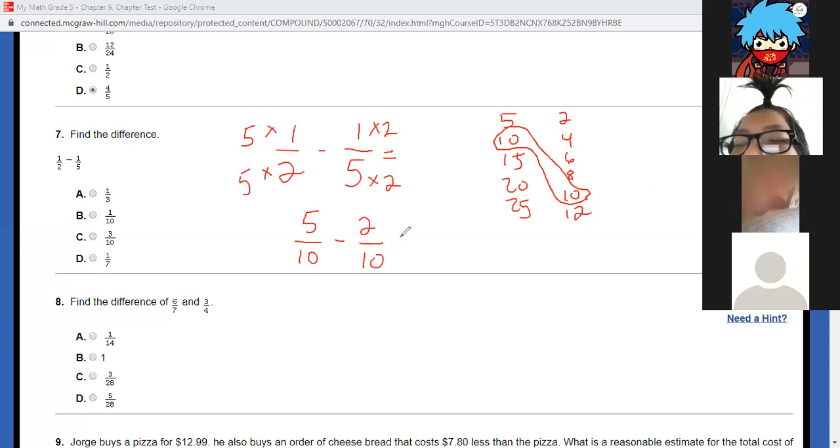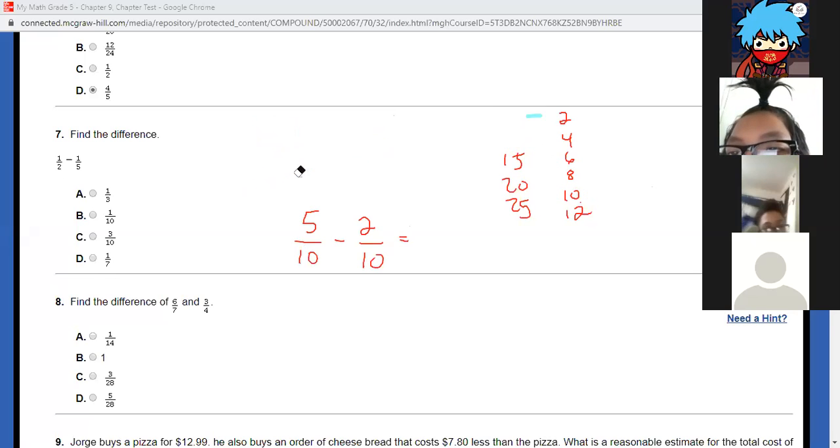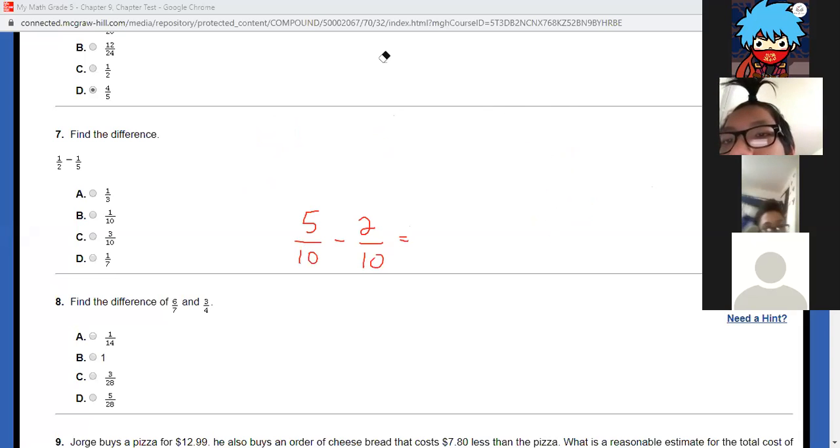All right, I'm going to go ahead and just erase all this real quick. Okay, since we have a common denominator, it stays 10. Even though we're subtracting, it stays 10. So it would stay 10? Yes, so now we just do 5 minus 2, which is 3. Good job, Alexis.